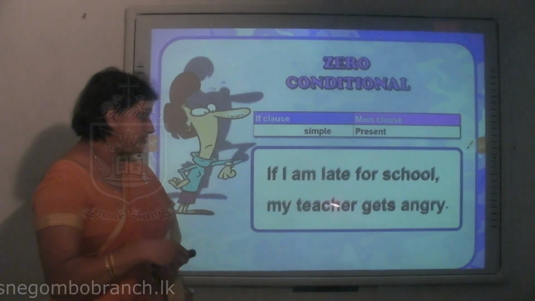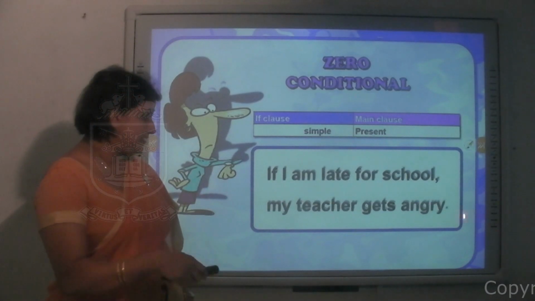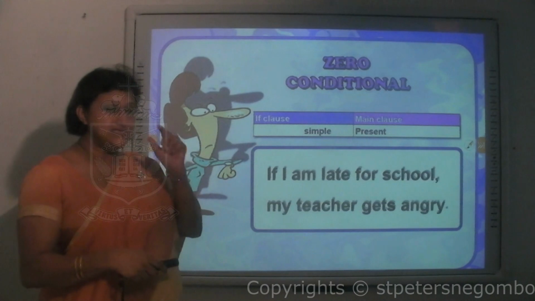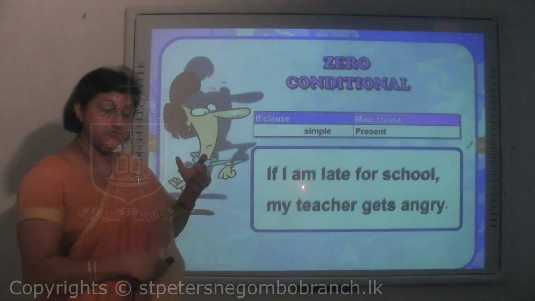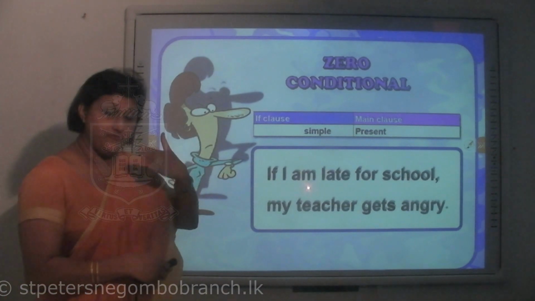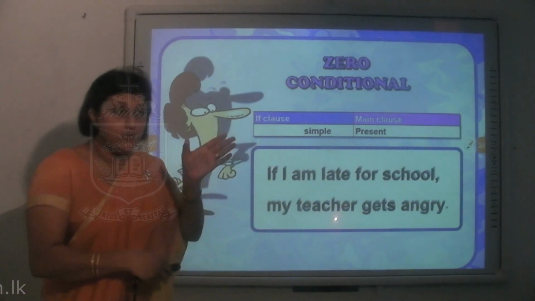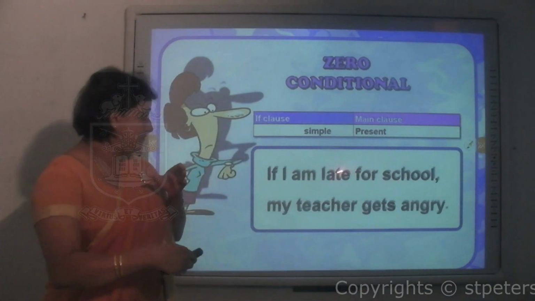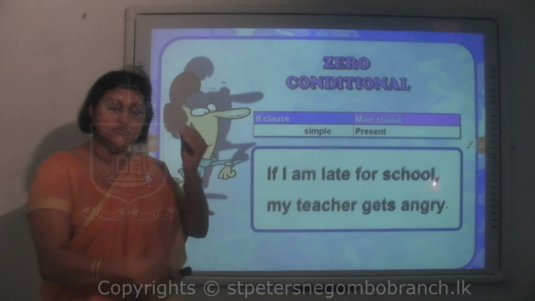In both these lines, the first line holds the if clause and the second line is the main clause. In both of these they have used the same tense. Go through the example again. If I'm late for school, that is present tense. If you are late to school now, the teacher will get angry. So both belong to the same tense. Remember that, both this if clause and the main clause belong to the same tense.